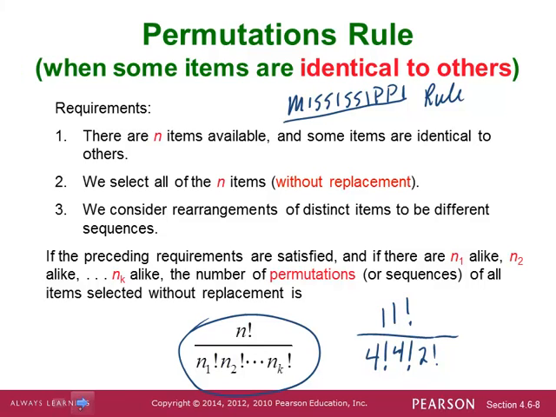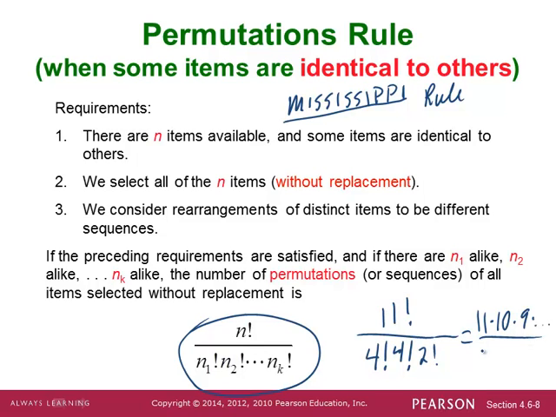Now you could multiply that out, and that's fine, using your calculator, because you know that 11 factorial is 11 times 10 times 9 times 8 times 7 times 6 times 5 times 4 times 3 times 2 times 1.